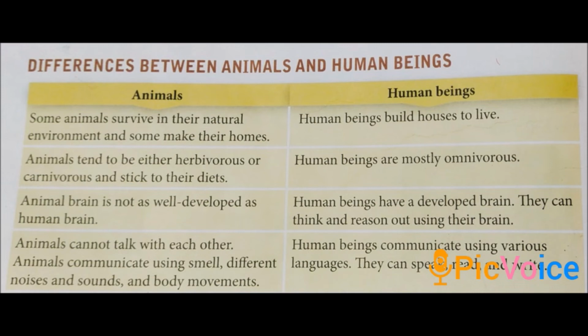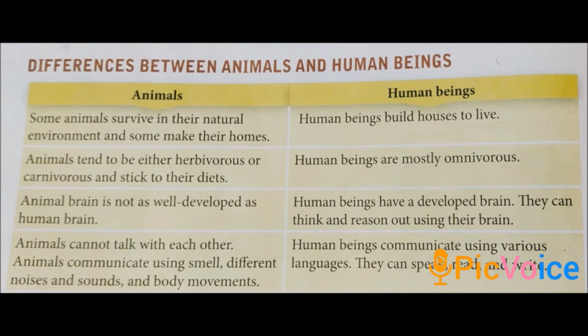Next, about their food. Animals tend to be either herbivorous, carnivorous, scavengers or omnivorous. And what about human beings? Human beings are mostly omnivorous. What is omnivorous? Omnivorous means they will eat both vegetables and flesh of other animals. That is their food.